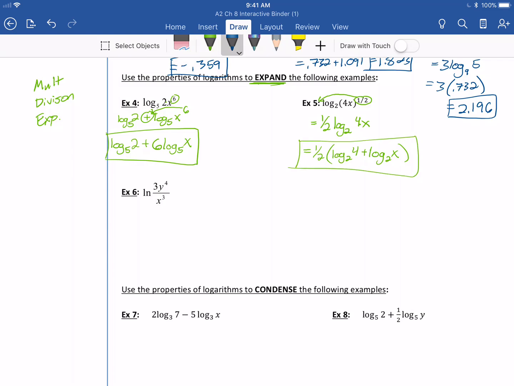Notice all my big numbers in front of my logs are just all by themselves. The 4 and the x are all by themselves. There's no multiplication, division, or exponents that you can break up there. All right, so here we go.